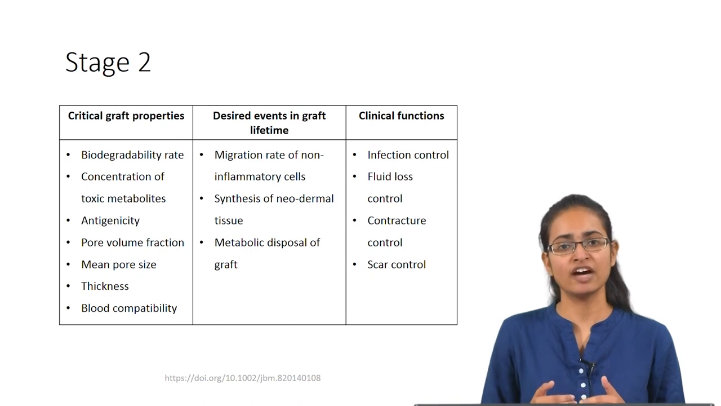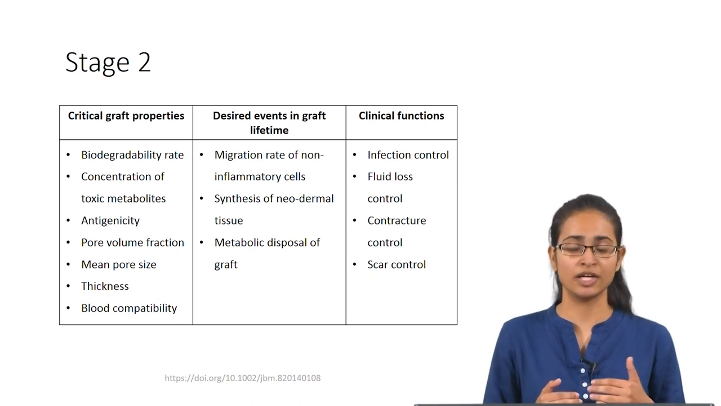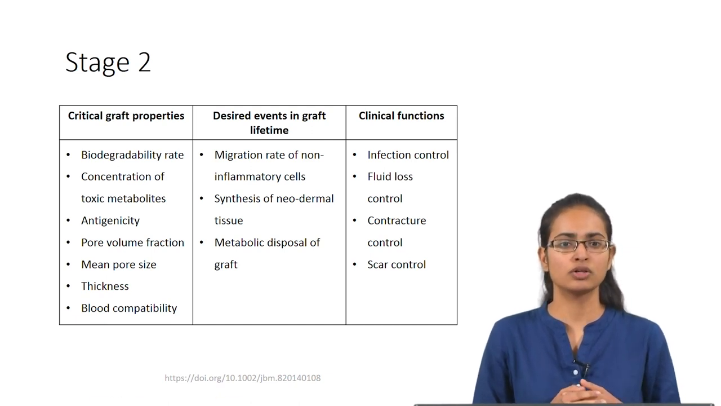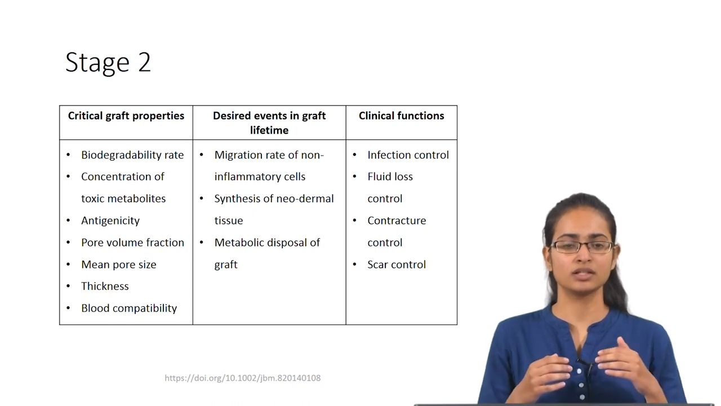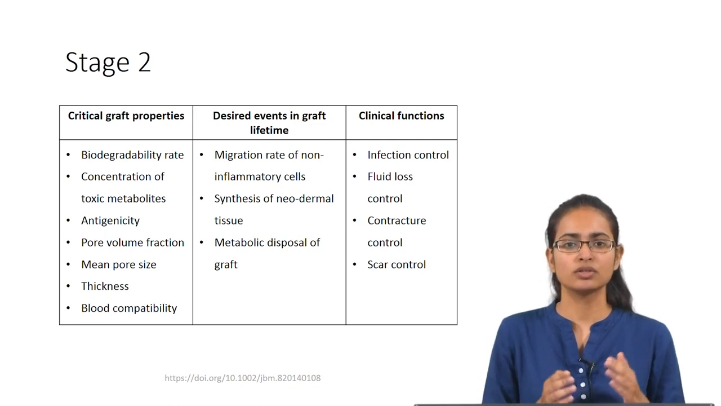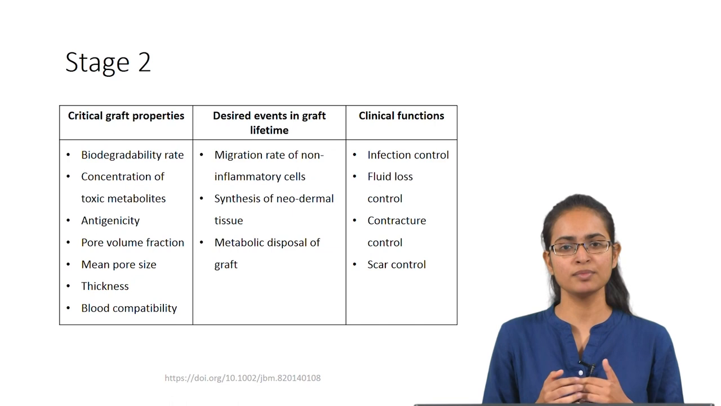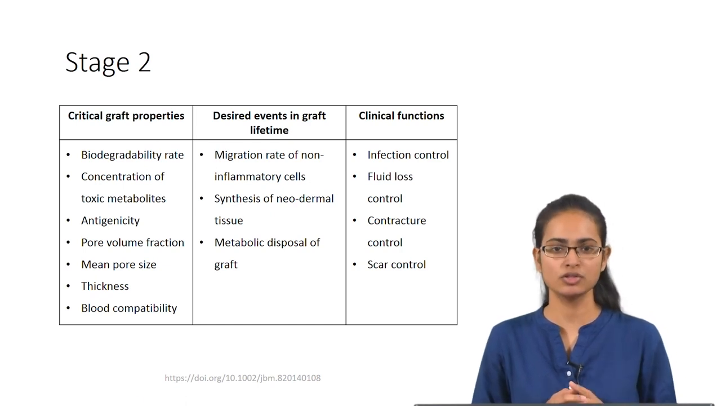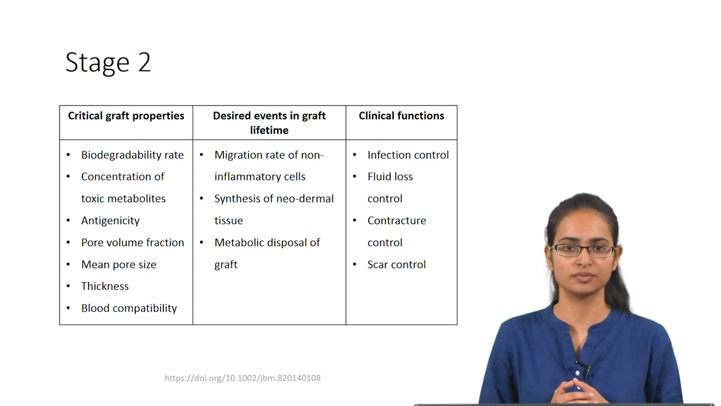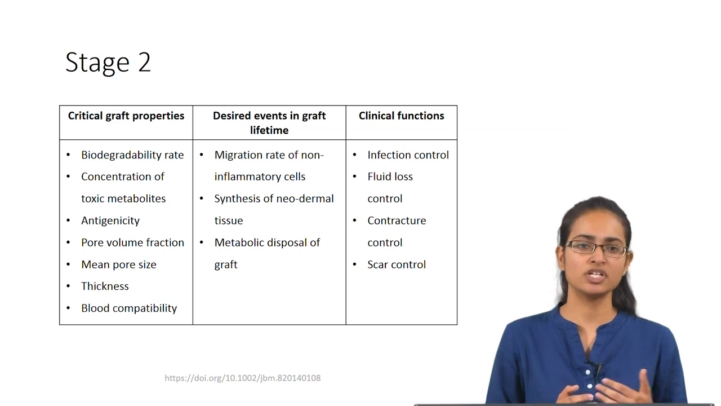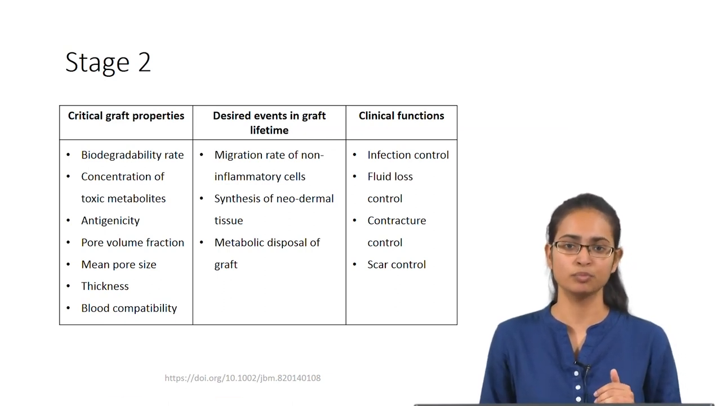In stage 2, the graft properties that are important are biodegradability and non-antigenicity of the membrane. Also important are the porosity, pore size, and thickness of the membrane, and blood compatibility. The desired events in the graft lifetime include migration of non-inflammatory cells such as fibroblasts and keratinocytes, synthesis of neodermal tissue, and also the metabolic disposal of the graft. So, in this stage, other than infection and fluid loss control, contracture and scar control are considerably important.